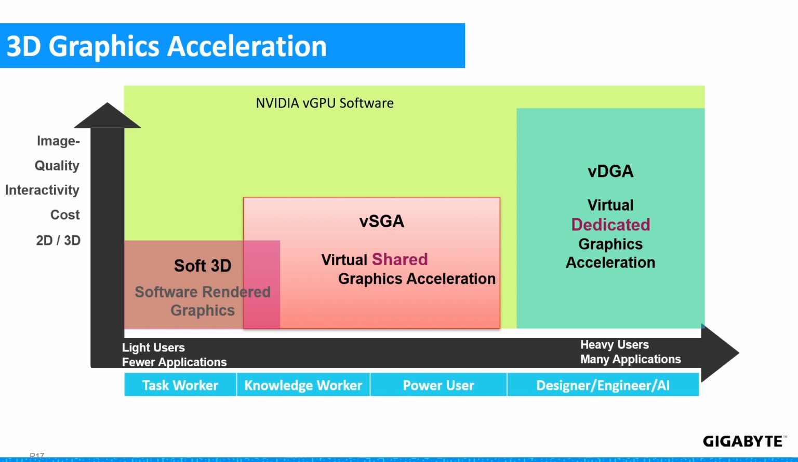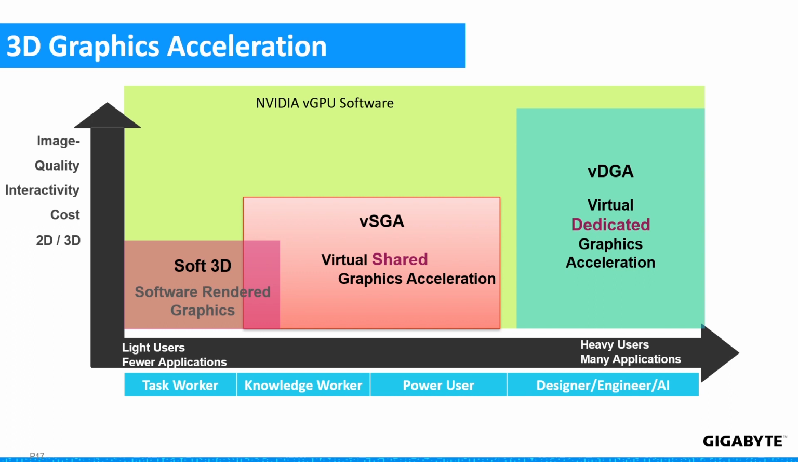On the left, the y-axis, you can see how image quality, costs, 2D and 3D work increases along the axis. Whereas on the x-axis, you have light users to heavy users. On the bottom left, task workers. They don't need hardware-based 3D acceleration. Software-based is fine, as the software 3D rendering is done by the CPU. Remember, they use Excel or Outlook, nothing intense. So, if these users wanted virtualization, they could choose soft 3D.